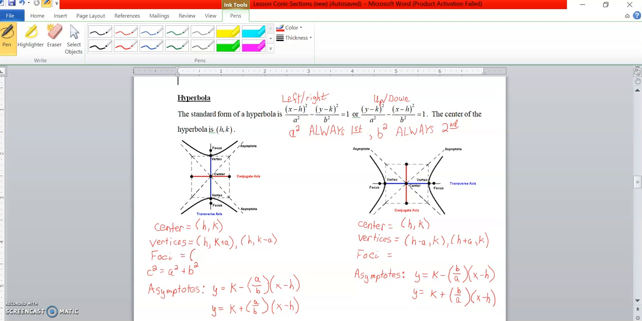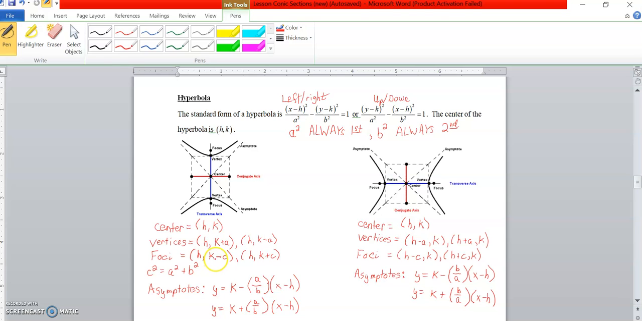And those foci are at h comma k minus c, and h comma k plus c. If your hyperbola goes sideways, if it opens sideways, we have h minus c comma k, and h plus c comma k.